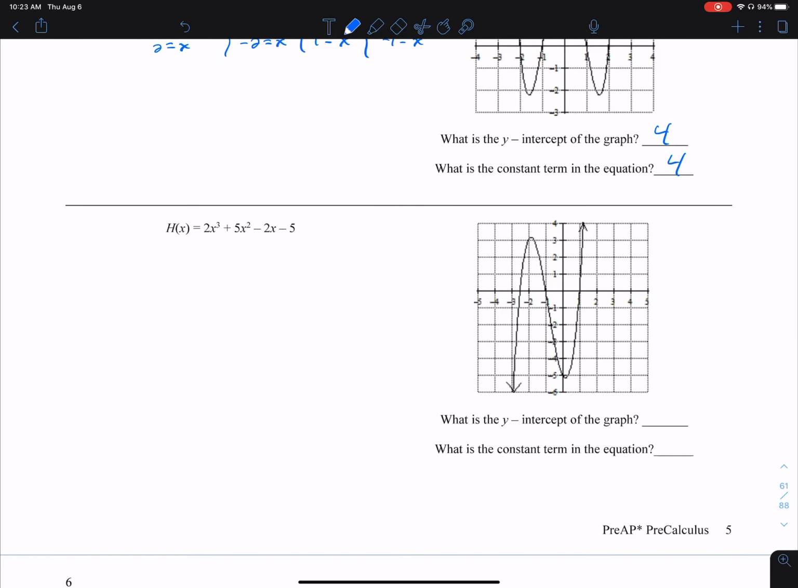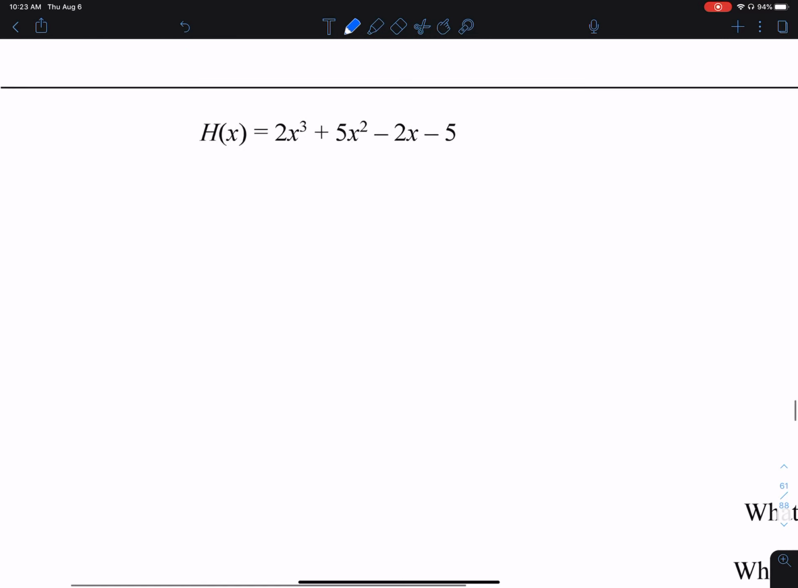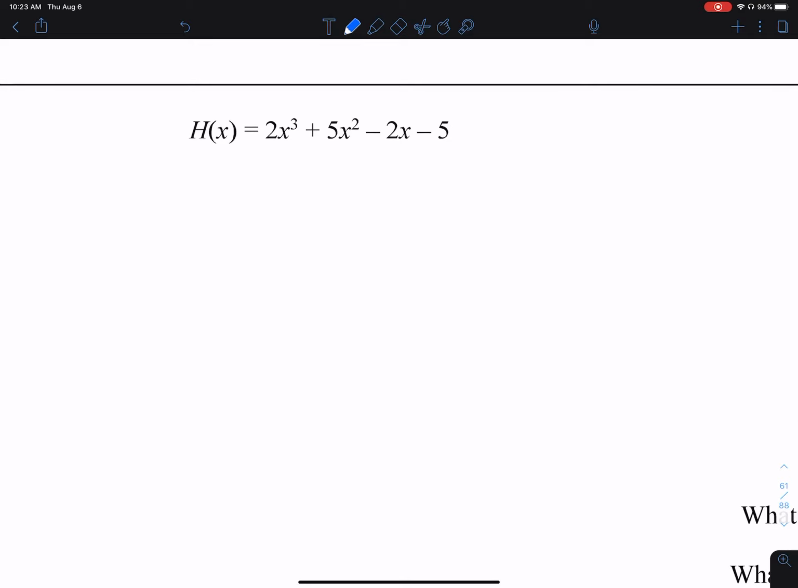All right, next one. This is 4 terms. GCF here is 1, so we don't do that. Set this equal to 0. We are going to factor by grouping. I'm going to group the first two terms together and the last two. GCF of the first two terms is x squared, leaving me with 2x plus 5. GCF of the second group is a minus 1, leaving me with 2x plus 5.